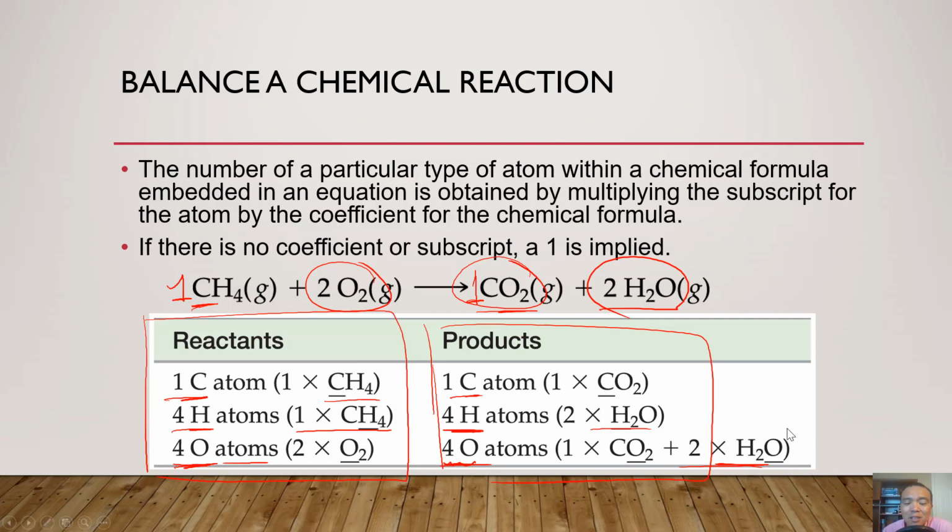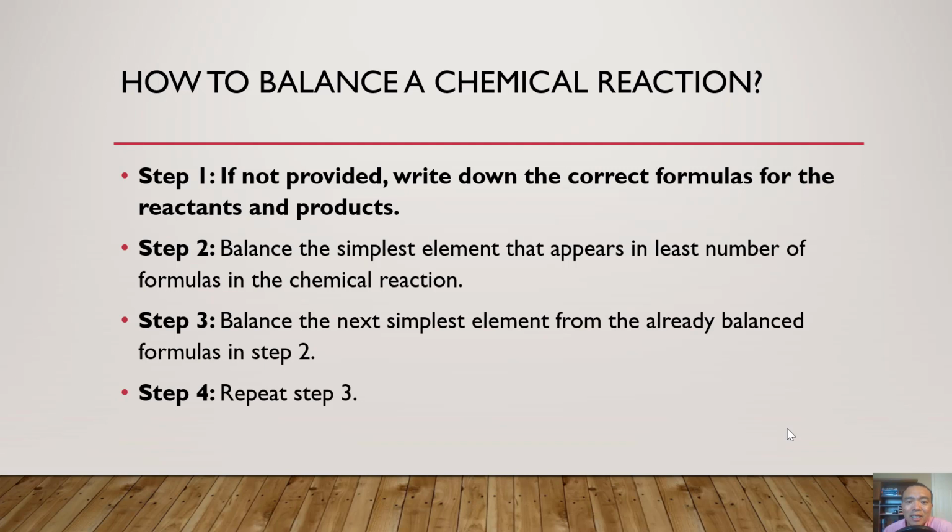Now let's talk about the details of how to balance a chemical reaction. If the formulas for the chemical reactions are not provided, or they simply provide you the names for the chemical reaction, please write down the correct formulas for the reactants and the products first. But if you have this already, you can go straight to step 2. How do you balance this reaction? You got to pick one element to start with. So here's how you pick the first element to balance.